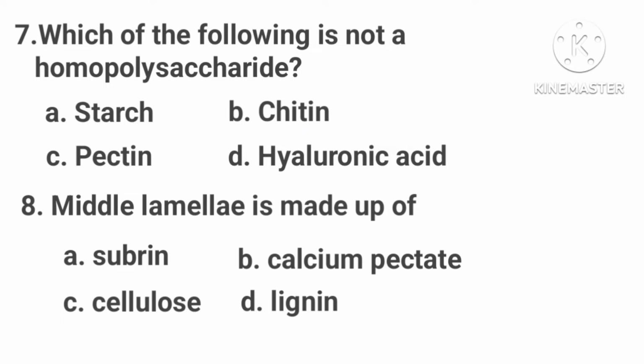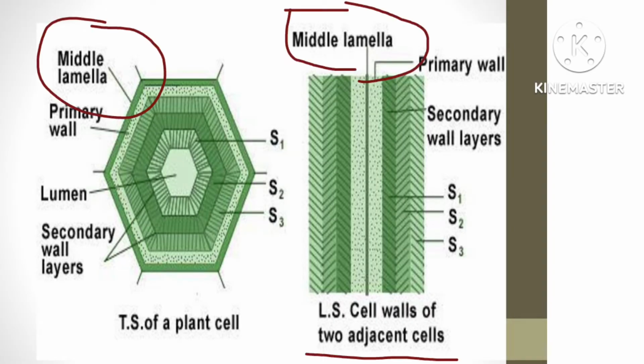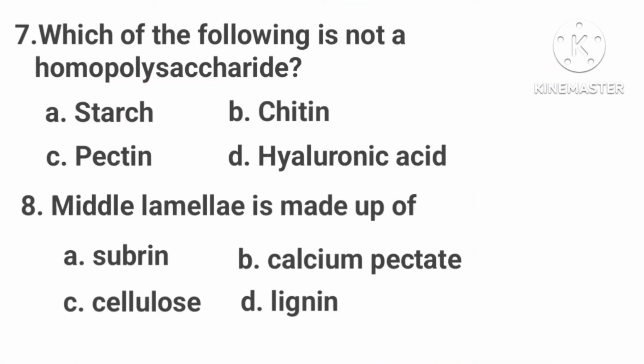Next one, middle lamella is made up of option A suberin, option B calcium pectate, option C cellulose, option D lignin. This is the middle lamella. This layer holds adjacent cells together. The middle lamella is a jelly-like substance. It is made up of calcium and magnesium pectate. So the correct answer is calcium pectate.